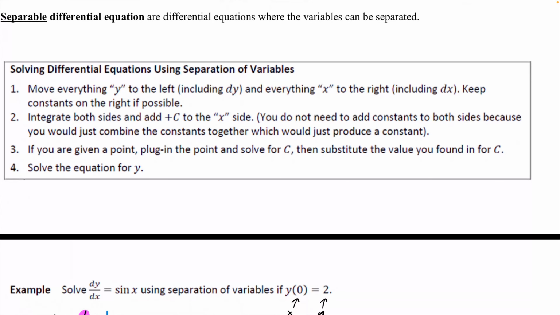Okay, so just reviewing what we talked about yesterday. We're solving differentials, right? We're solving derivative equations. To do that, we do 4 steps.